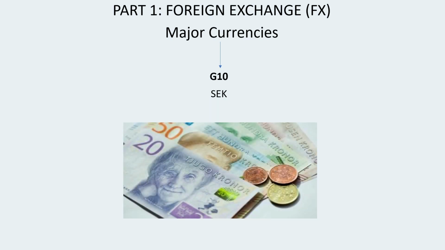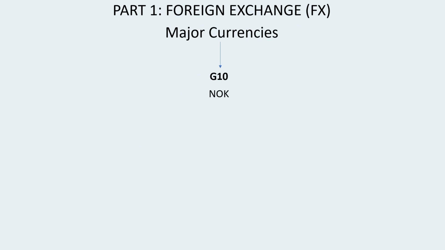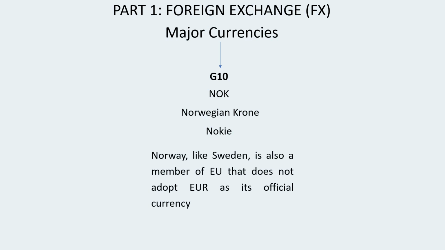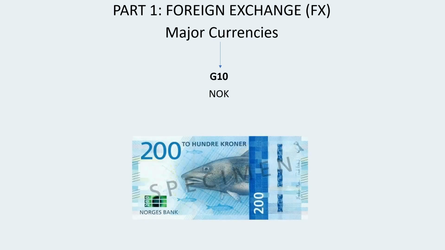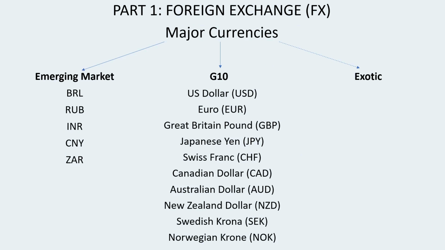After the Swedish krona comes the NOK, the ISO code for the Norwegian krone, also known as the Nokkie. Norway, like Sweden, is also a member of EU that does not adopt euro as its official currency. And it looks like this. We have now completed the list of G10s. I've briefly touched on the G10s, and the most important takeaway here is their short forms. To know more about FX, it is expected that you know what this short form means.